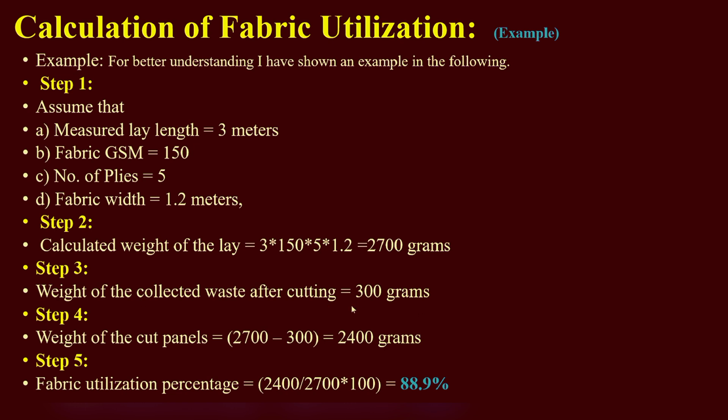Now the last step is the percentage of utilization. Fabric utilization will be the weight of cut panels, 2400, divided by the total weight of fabric, that is 2700, multiplied by 100. It results in 88.9%, that is the fabric utilization.